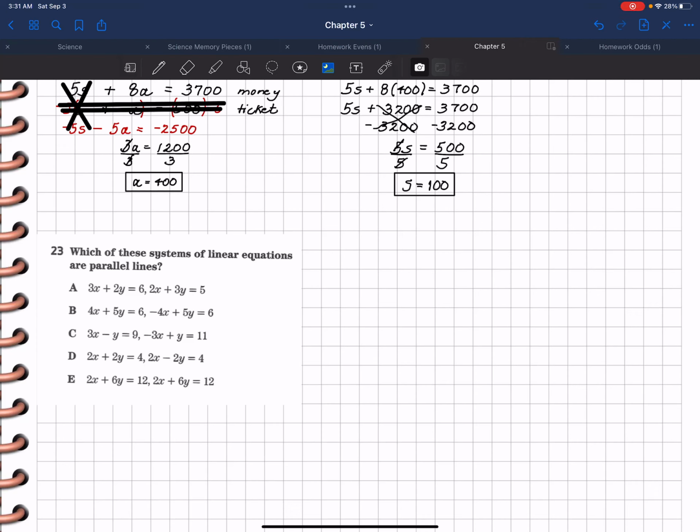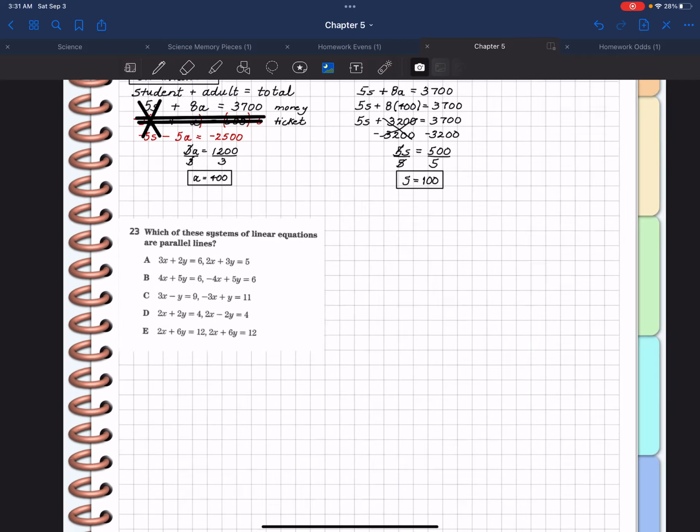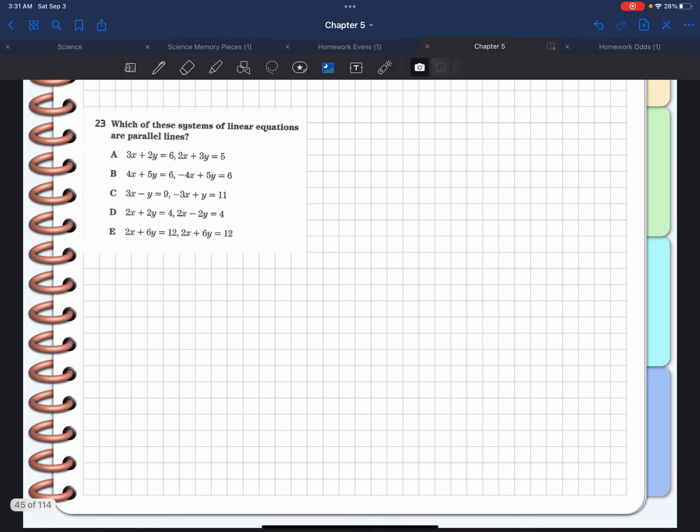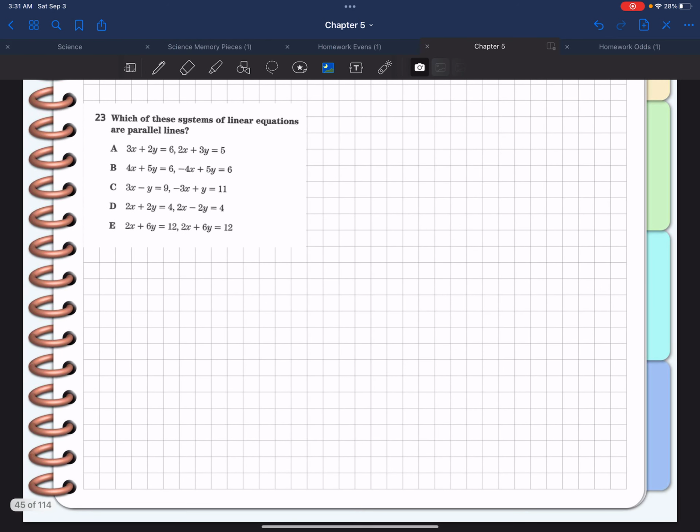Number 23 is just a bundle of joy. It is a good question, I will say that, but it has a lot of work. So I'm going to do it. You're going to need quite a bit of space. It's not hard work, or it is hard work, but it's doable. It's just a lot of work.